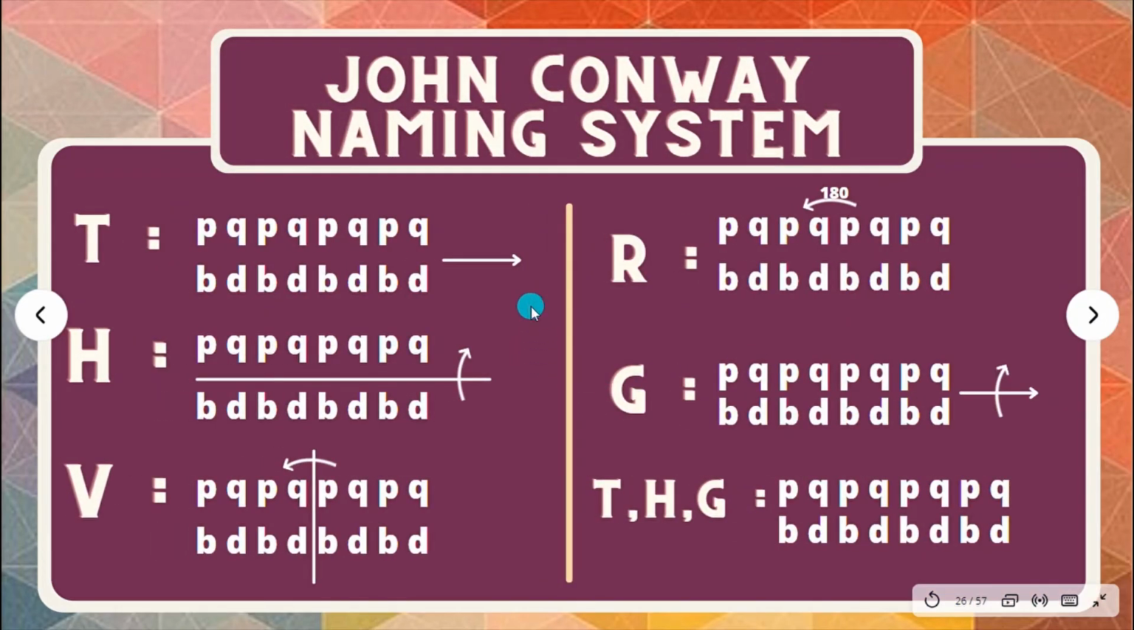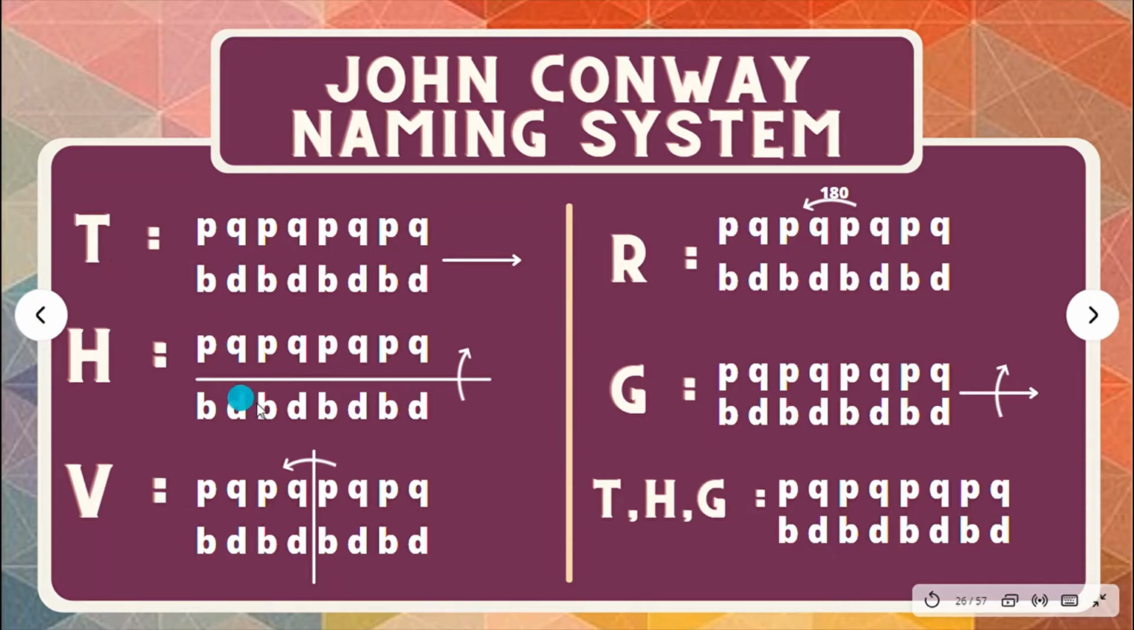We can see here the John Conway naming system, a visualization here, using the letters P and Q. For the translation, we have here letters P and Q being repeated 4 times, and the letters B and D in the bottom. This is being translated horizontally, going to the right.